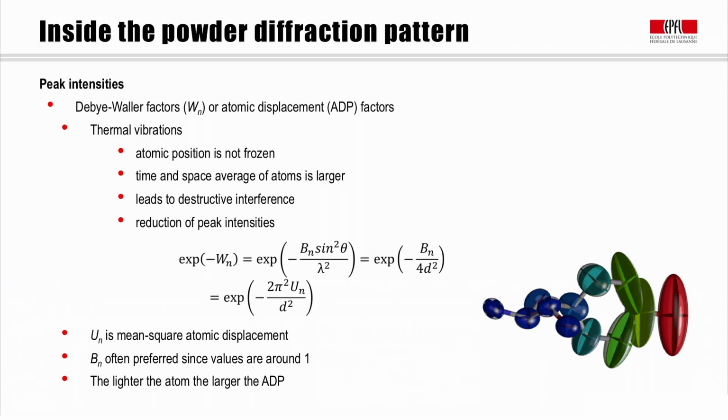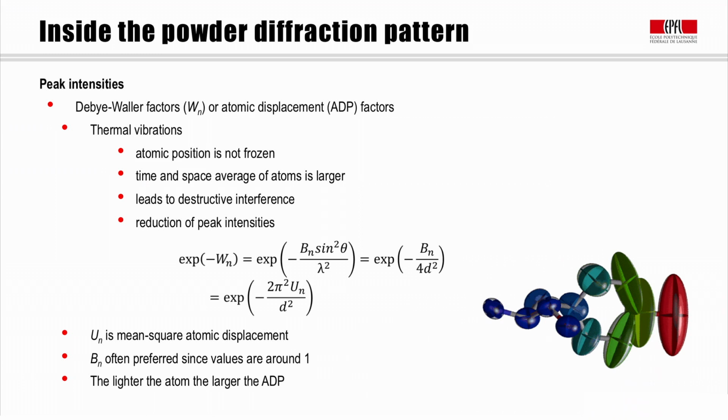Typically, when looking at atoms and their thermal vibrations, the general rule is that the lighter the atom is, the larger the atomic displacement will be. Heavy atoms like iron will barely move, while smaller atoms like hydrogen will move a lot and spread out their electron density, or their electron cloud, a lot.